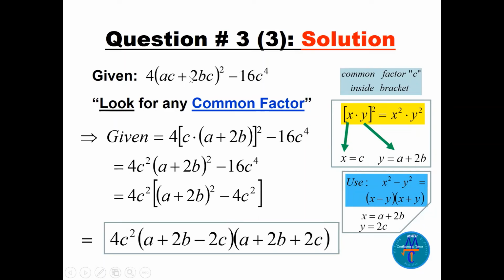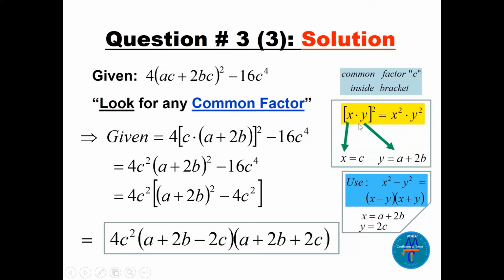Now, AC plus 2BC inside the bracket squared. I notice here, there is a common factor C inside the bracket. So I take it out, see? C is out inside the bracket. C times A plus 2B, all that squared. See, this is C is a number, times the bracket A plus 2B, this is one number, squared. So I can say squared, squared.